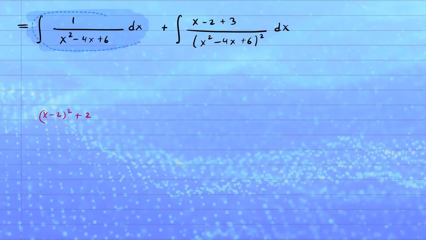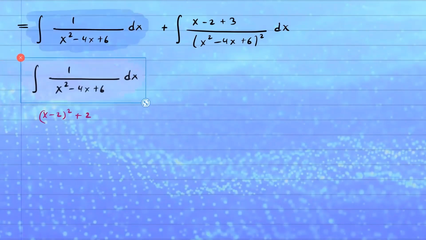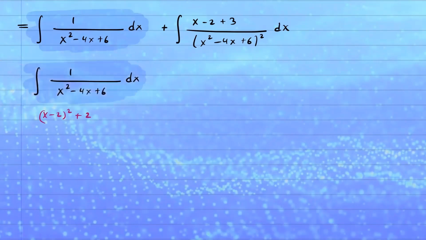So for this integral, you can complete the square, and then it would look like this. We have this denominator replacing this one right here. So I just rewrote it so that now we can integrate.